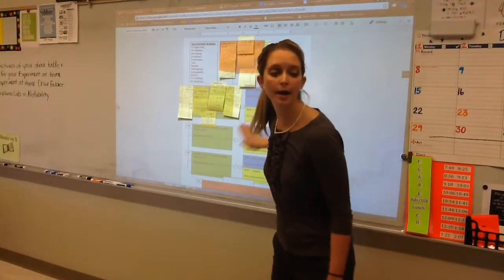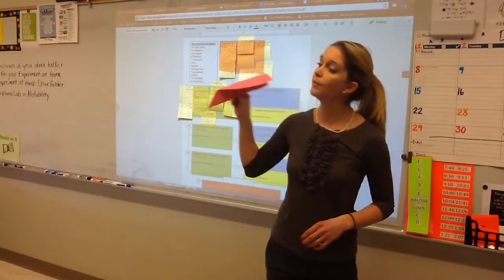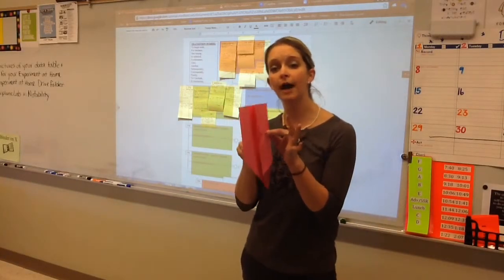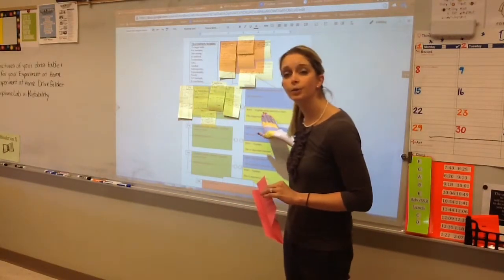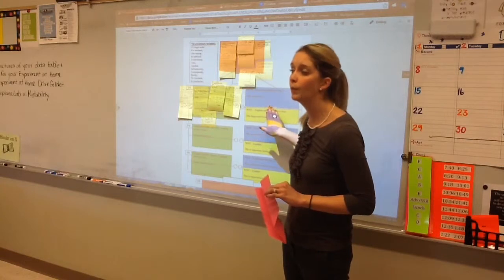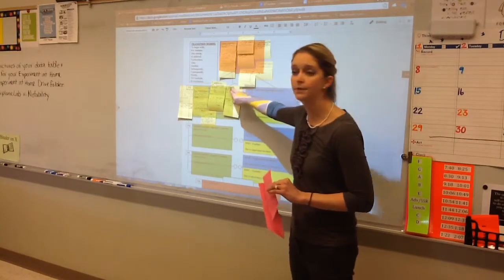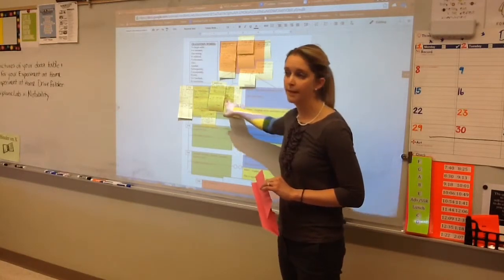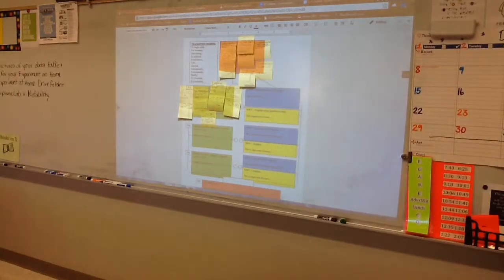That means what about the plane do you think made the one with or without the paperclip fly further? So you're making qualitative observations about the plane. If you and your partner have different reasons for why one plane flew further than the other, your numbers will be the same on top of your sticky note. Write your two reasons on the bottom, just separately. Good? Awesome. Who got it?